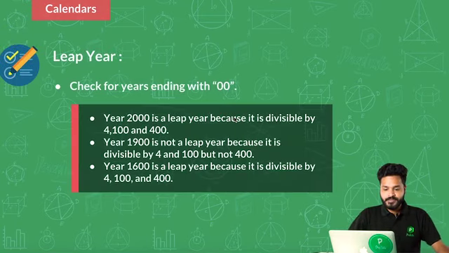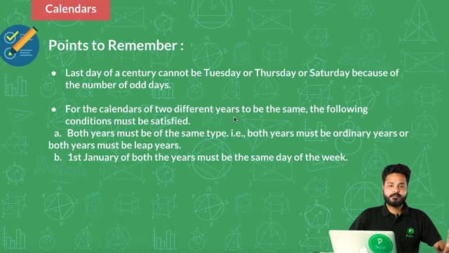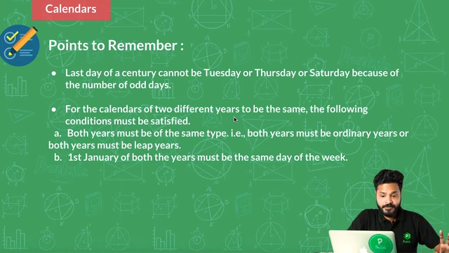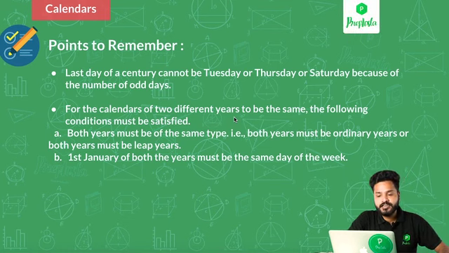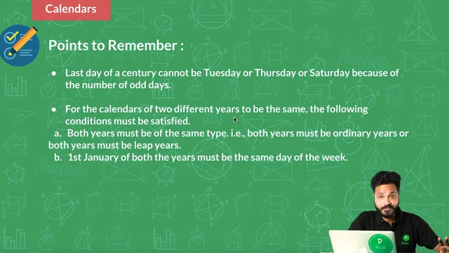So now, once we know about leap years, let me tell you some important points to remember related to calendars. The last day of a century, meaning 1900 or 1700, 2000, whatever it is, cannot be a Tuesday, a Thursday or a Saturday because of the number of odd days. That means the number of odd days will not be 2, 4 or 6. The number of odd days will always be 1, 3 or 5 in case of centuries. The last day of the century basically.